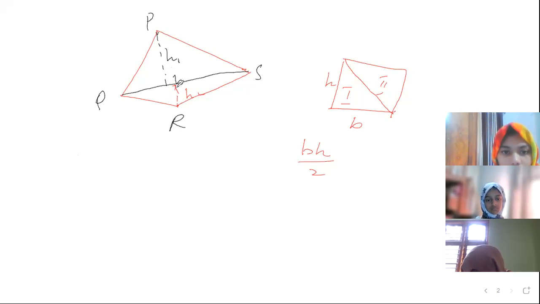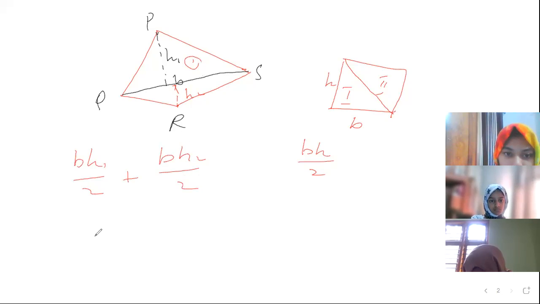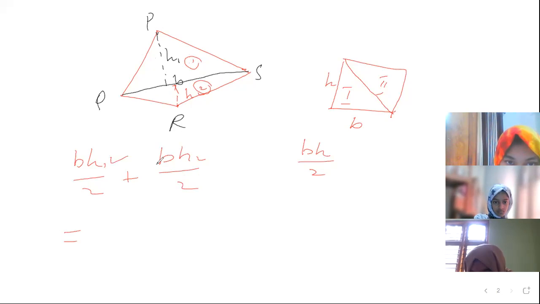We can make two triangles. Here the first triangle, area of a triangle is half BH or B into H by 2. So here B into H1 by 2. Then here again, base is same, B into H2 by 2. The first triangle plus the second triangle is the area of the quadrilateral. Do you agree? So first triangle is BH1 by 2, second is BH2 by 2. Don't get confused, it is half BH, the same formula.